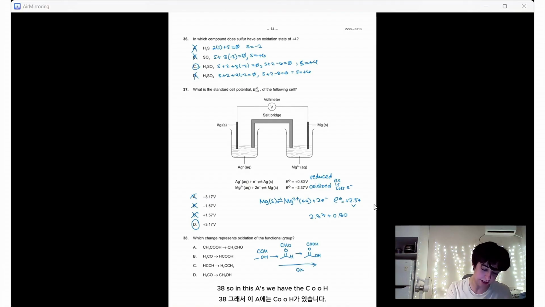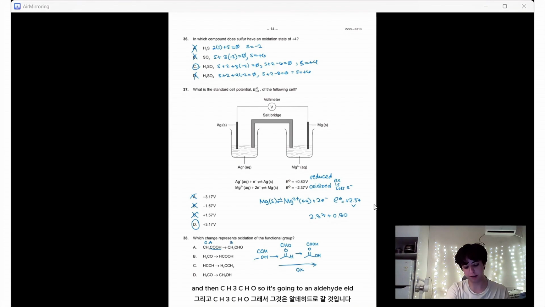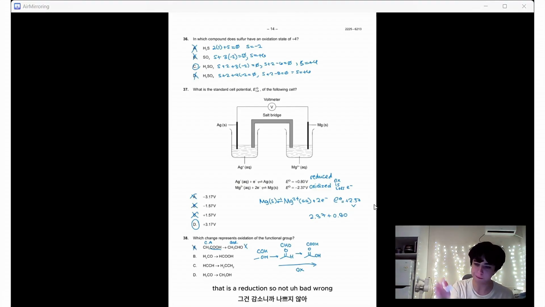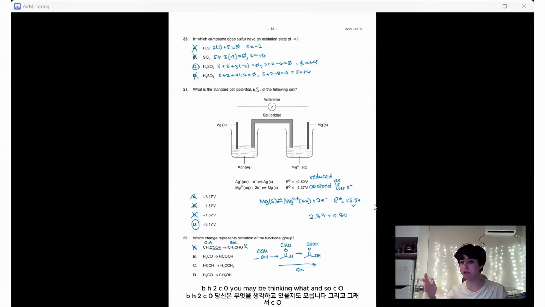Okay, 38. So in this A's, we have the COOH. So it's going to be a carboxylic acid. I'm going to put just CA. I'm lazy. And then CH3CHO. So it's going to an aldehyde. Ald. Okay, so that's not going left to right. That's going right to left. That is a reduction. So not bad. Wrong.